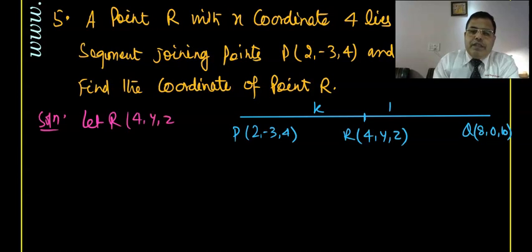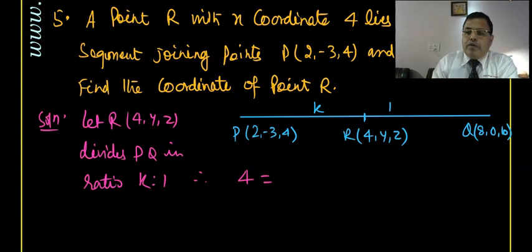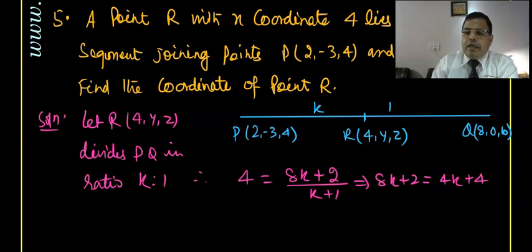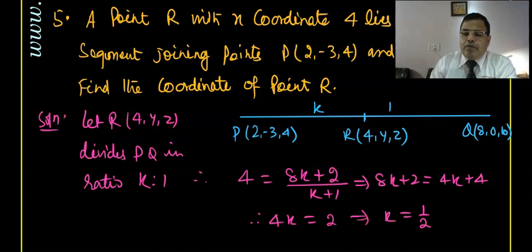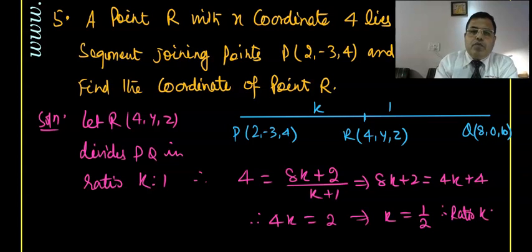be (4, y, z), which divides PQ in ratio k is to 1. Therefore 4 is equal to (8k + 2) divided by (k + 1), that is 8k + 2 is equal to 4k + 4, and therefore 4k is equal to 2, and therefore k is equal to 1 by 2. So the required ratio k is to 1 is 1 is to 2, therefore k is 1 by 2.